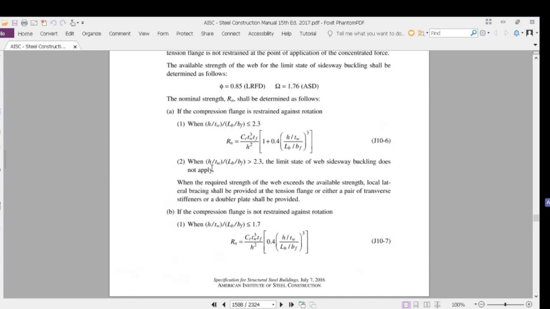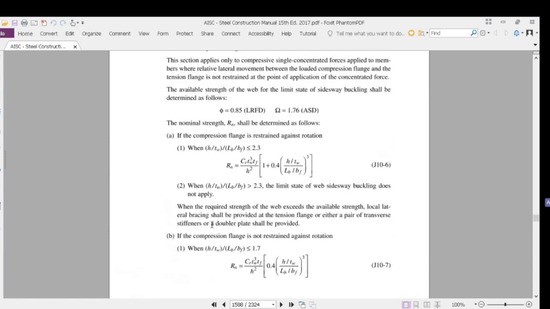When the ratio of the web depth by thickness of the web to unbraced length by flange width is greater than 2.3, the limit state of web sideway buckling does not apply. The code also states that if the required strength of the web exceeds the available strength, local lateral bracing should be provided at the tension flange or either a pair of transverse stiffeners or doubler plate shall be provided.